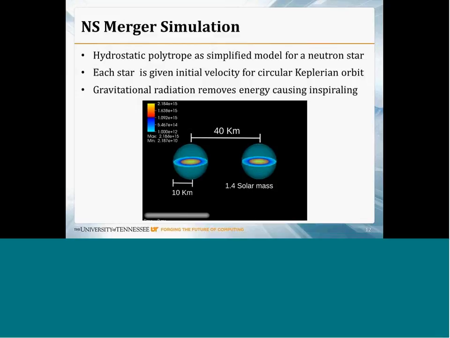Let me show you an early neutron star merger simulation that we've done in the past. We use hydrostatic polytropes as a simplified model for neutron stars, and for each star we give just an initial velocity for a Keplerian orbit. Since we implement gravitational radiation losses, it starts to inspiral because it produces gravitational wave emission.